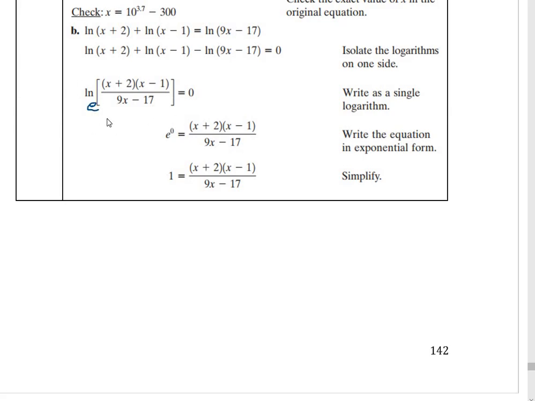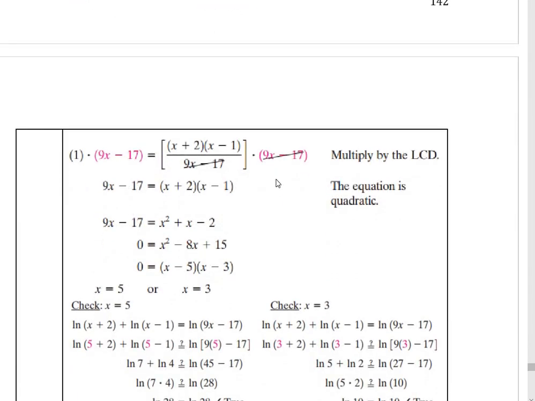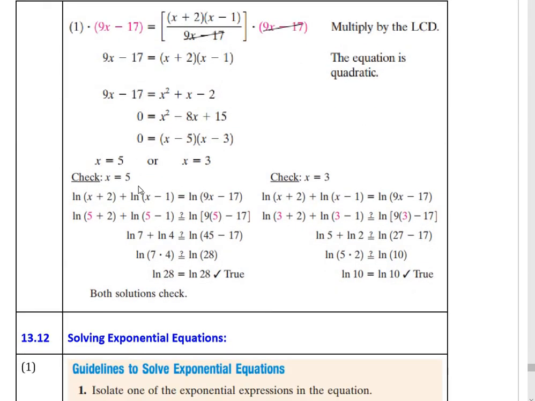So remember the circle again. E to the 0 must give me that. This is what we did here. E to the 0 must give me that. So e to the 0 is 1, and I know how to solve that. So I'm going to do cross multiplication and just solve that now. Okay, that's what we did here. Again, we get a trinomial, solve it, and we see the answer is 5 and 3.